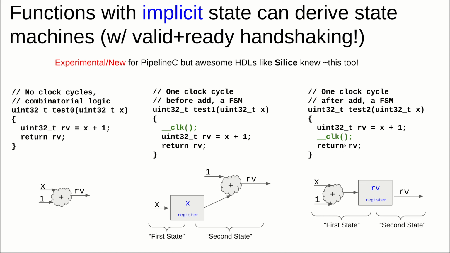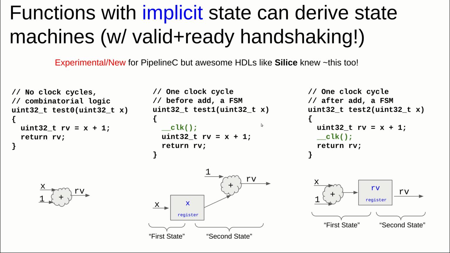And that's in contrast over here where we've moved that same green clock function to be between the addition and the return. So in the first state, you have your addition logic, and then in this marked by the clock, your second state is actually driving the return output. And so I mentioned this has valid and ready handshaking. So what does this actually look like here?